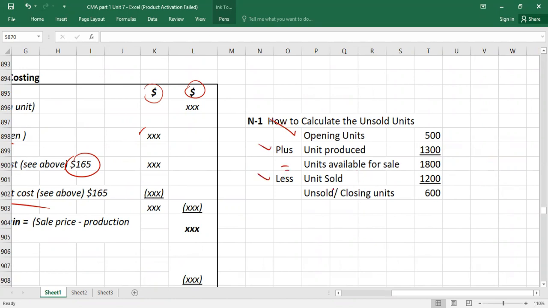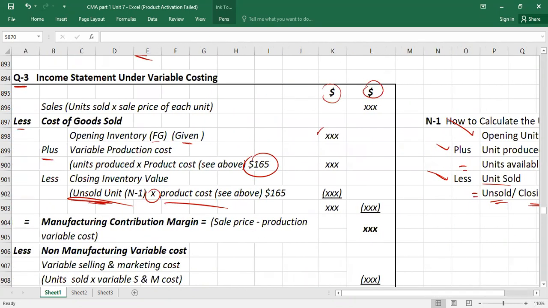sale, and deduct from it units sold. For example, available for sale is 1,800 units. Out of that, you sold how many units? 1,200. So the remaining are what? Unsold units. These are called closing units. So these closing units you will bring here as unsold units and multiply with the product cost. This will give you what? The value of closing inventory.